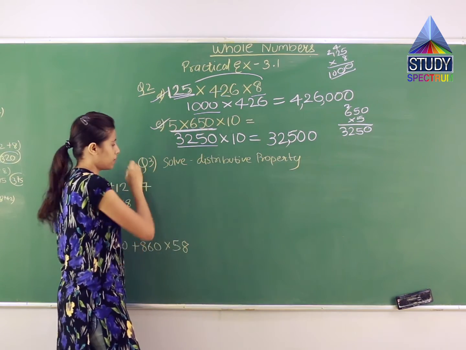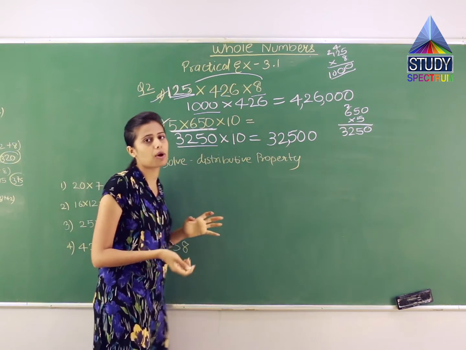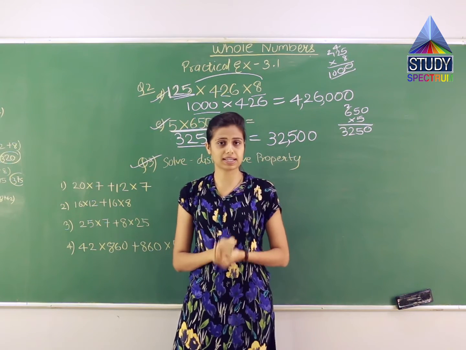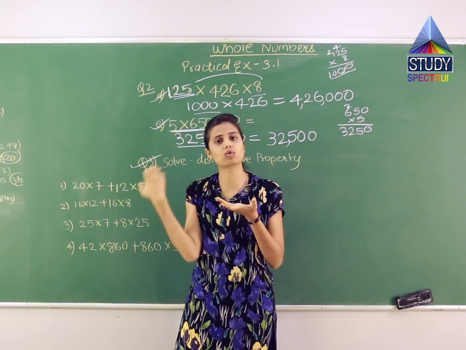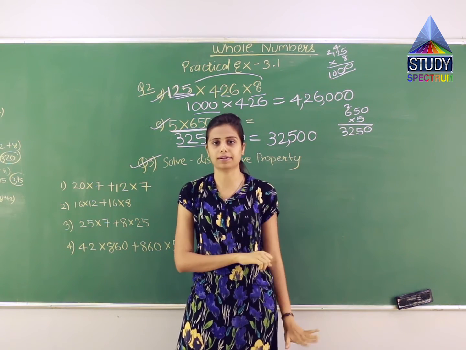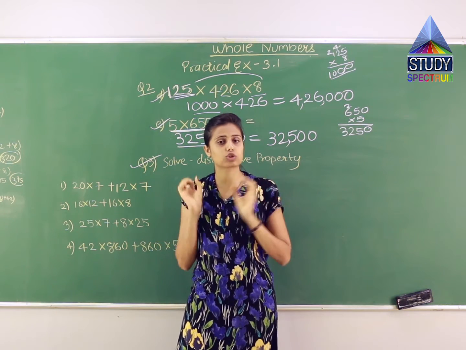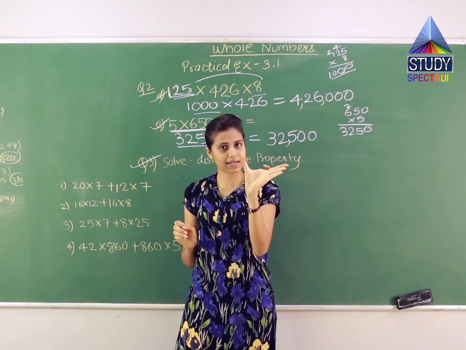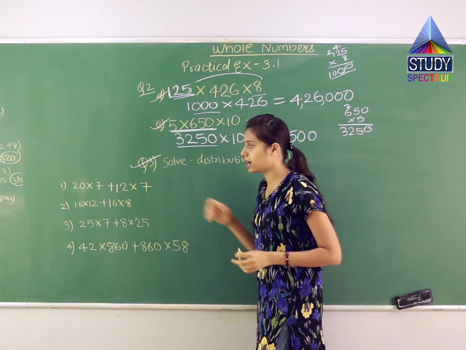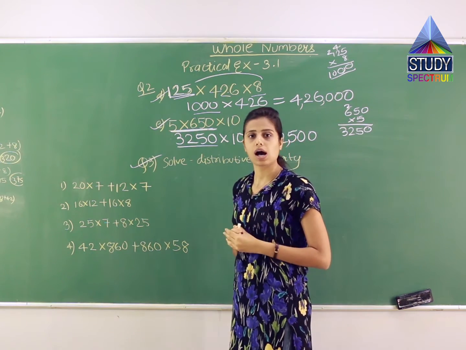In this question number 3, they are telling us to solve by distributive property. What is the distributive property? Distributive property says that if a number is outside a bracket, that number will be repeated with the numbers in the bracket. Simple as that. If a number is outside the bracket, then it will come 2 times in the bracket, separately with the 2 numbers. So they have given you the expanded form. What you have to do, you have to club it and find the answers.